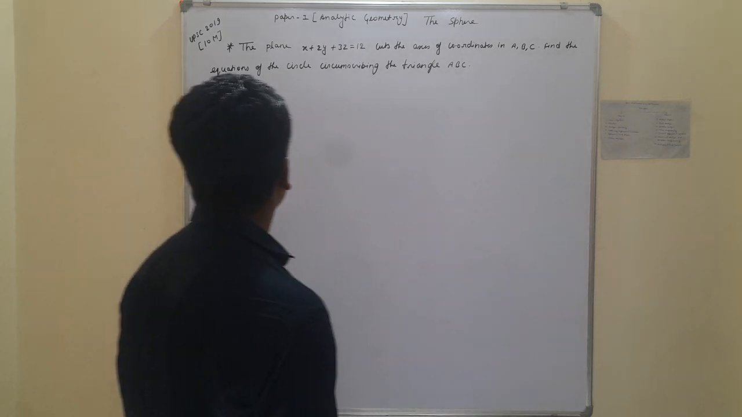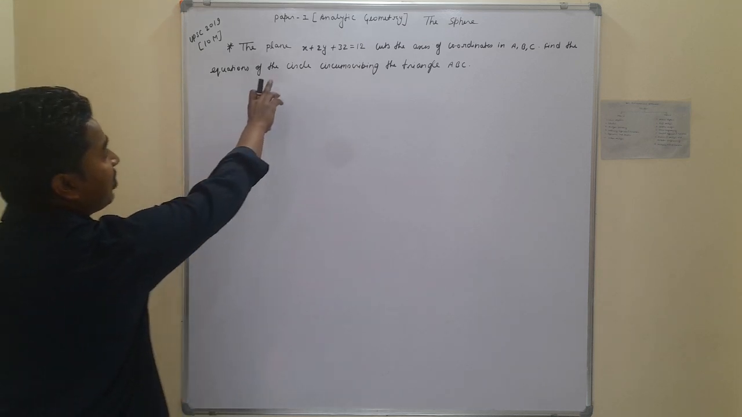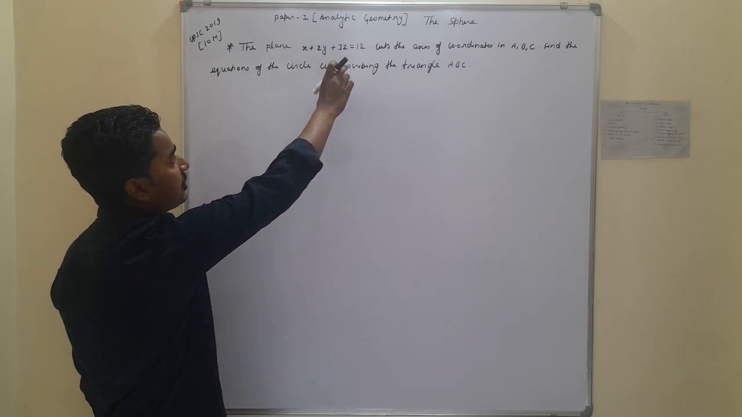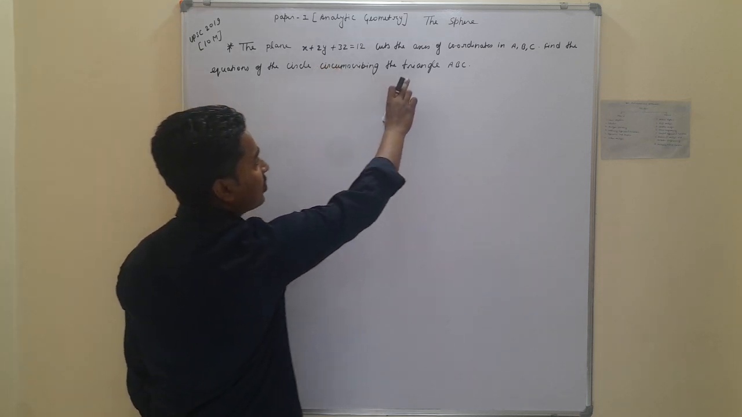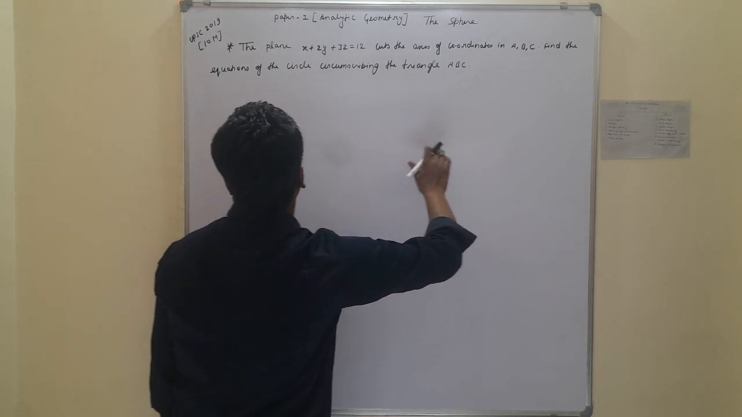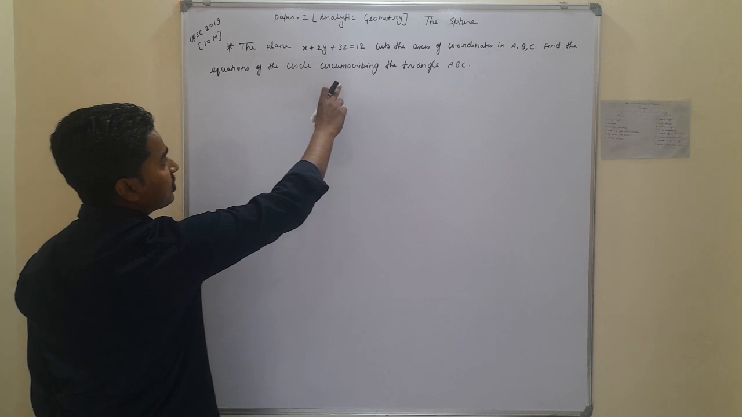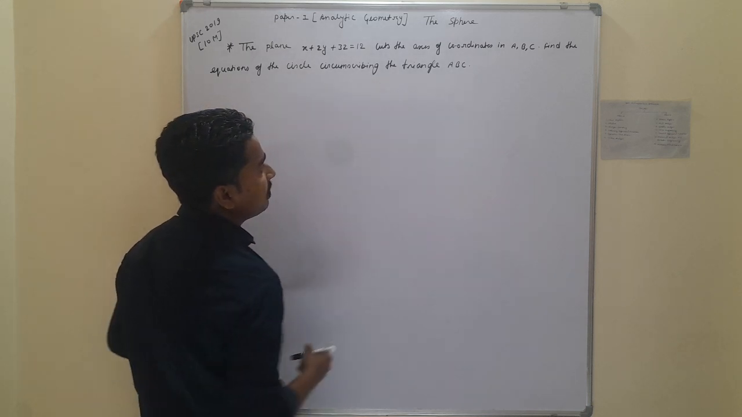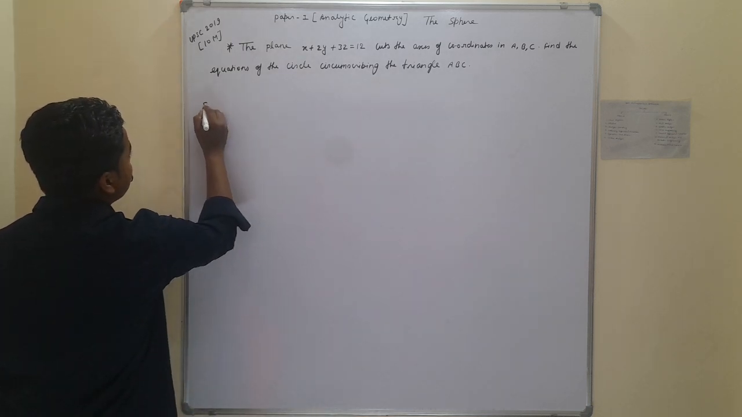Today we are going to solve the UPSC 2019 10 marks question from the topic sphere. The question is: the plane x + 2y + 3z = 12 cuts the coordinate axes in A, B, C. Find the equation of the circle circumscribing the triangle ABC. Let's solve the problem.